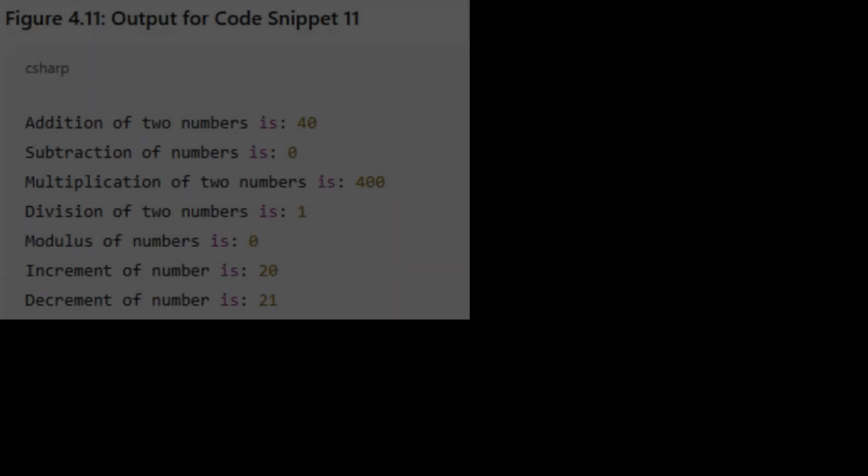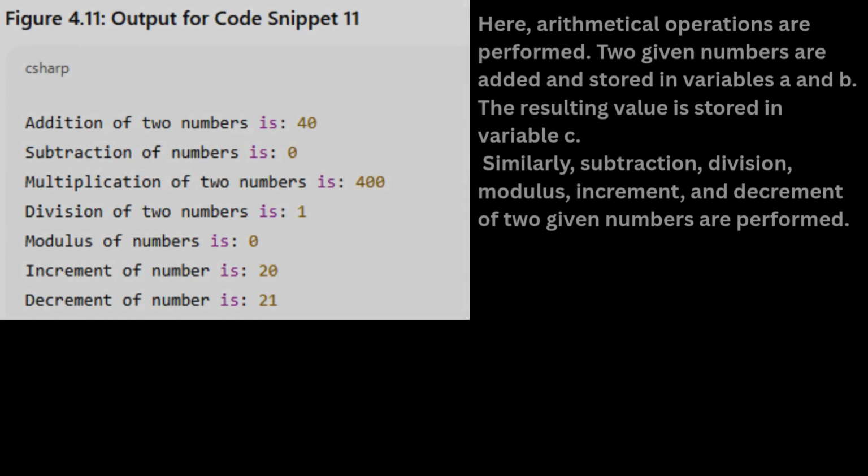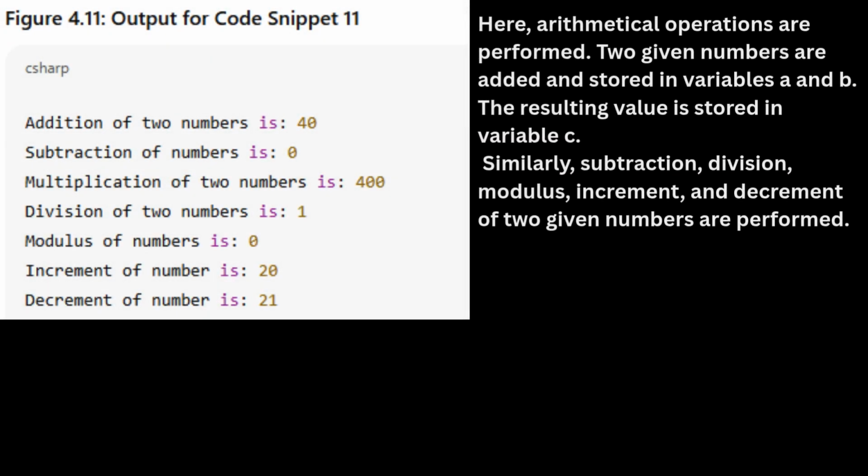Now that we've walked through the code in detail, let's take a look at Figure 4.11, which shows the actual output produced by code snippet 11. This output confirms how each arithmetic operator behaves when executed in PHP. The first line displays the result of the addition operation. Since both variables a and b contain the value 20, their sum is 40, which is shown clearly in the output as: Addition of two numbers is 40.